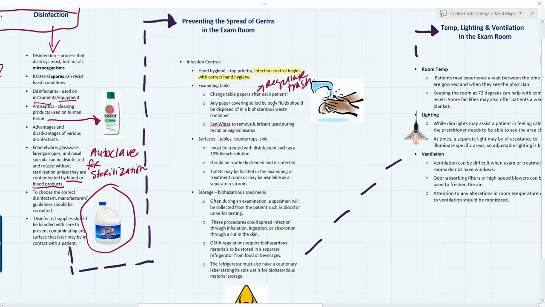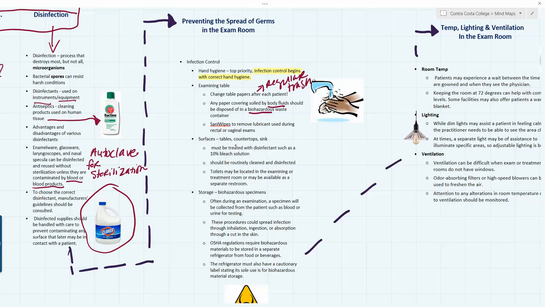But if it has blood or bodily fluid, urine, fecal matter, anything, any bodily fluids, then that needs to go into biohazard. And then, if necessary, we can use the Sani wipes to remove the lubricant that is often used during rectal or vaginal exams. Sometimes, I know this sounds gross, but it happens sometimes when a patient sits up after they have had a rectal or vaginal exam. Gravity does its job, and what has gone up comes down when the patient sits up.